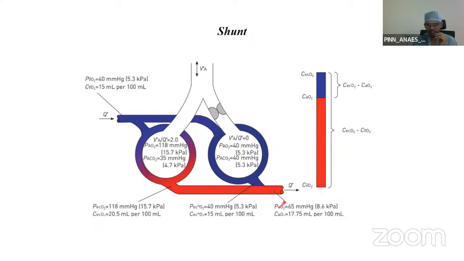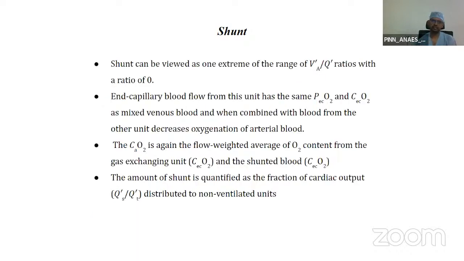And finally, when you sample the arterial blood, which is a mixture of both these 2 units, it is above the mixed venous blood, but below the well ventilated unit. So it is around 17.75 mL per deciliter. So shunt can be viewed as one extreme of the range of VQ ratios with a ratio of 0. So the end capillary blood flow from this unit has the same end capillary oxygen tension as well as oxygen content as mixed venous blood, and when combined with blood from the other unit, decreases oxygenation of arterial blood. So again, the arterial oxygen content is the flow weighted average of oxygen content from the gas exchanging unit and the shunted blood.